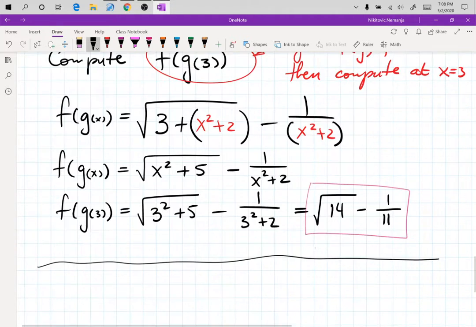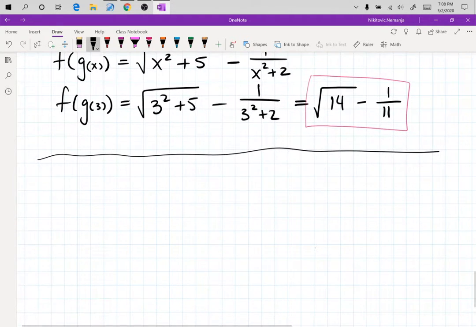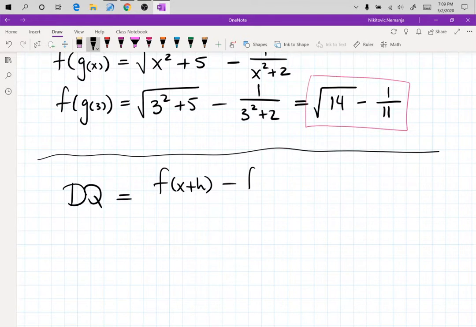Function composition is also used in a procedure called the difference quotient. So the difference quotient is a formula where you take f of x plus h minus f of x, divided by h.